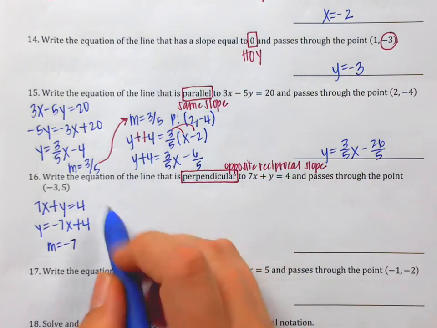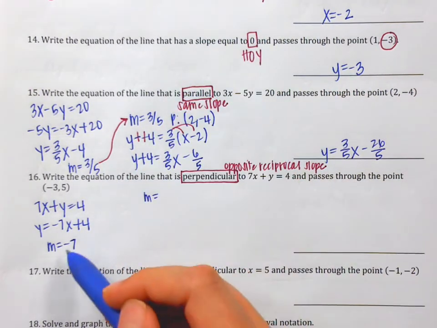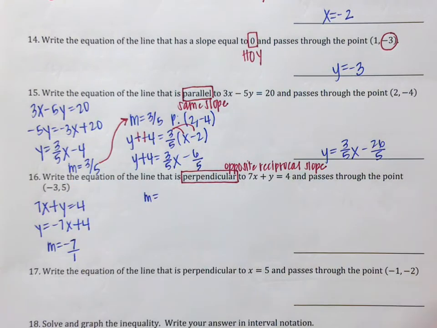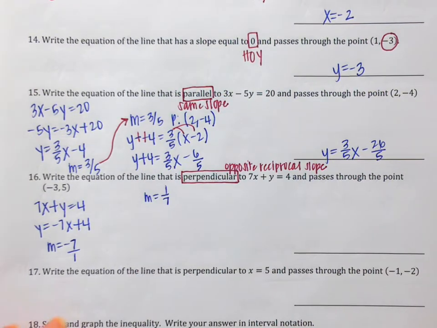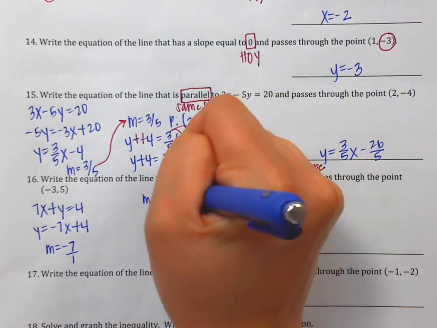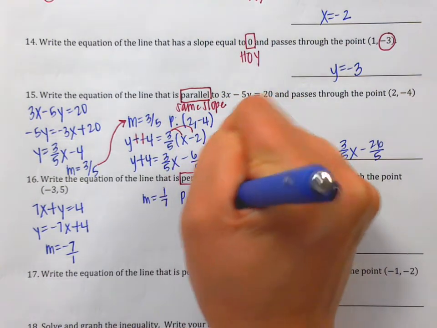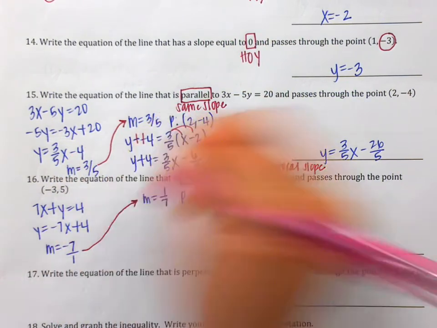So that means the slope of my new line is the opposite reciprocal. So now it's positive, and then it's the reciprocal. So if this is 7 over 1, the reciprocal is positive 1 over 7. And then my point is -3, 5. So I just used this. I took the opposite reciprocal.